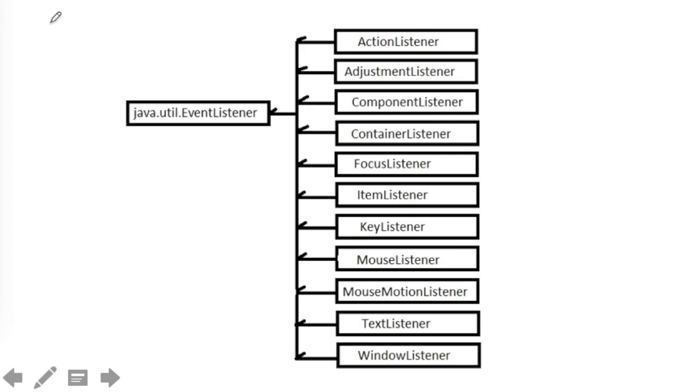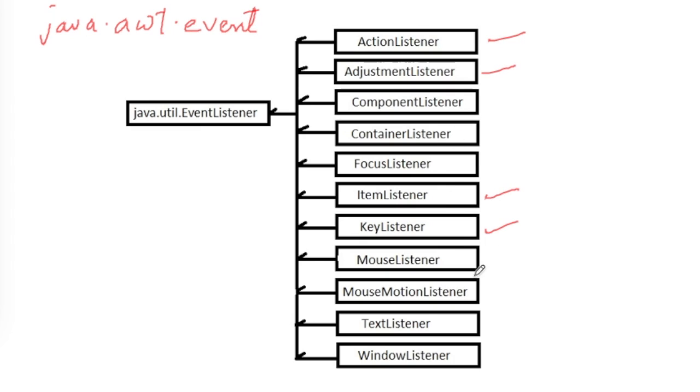All these interfaces are available in the java.awt.event package. For action event, there is an action listener, adjustment listener, item listener, key listener, mouse. For mouse, there are two listeners, mouse listener and mouse motion listener, window listener. All these are listener interfaces available.